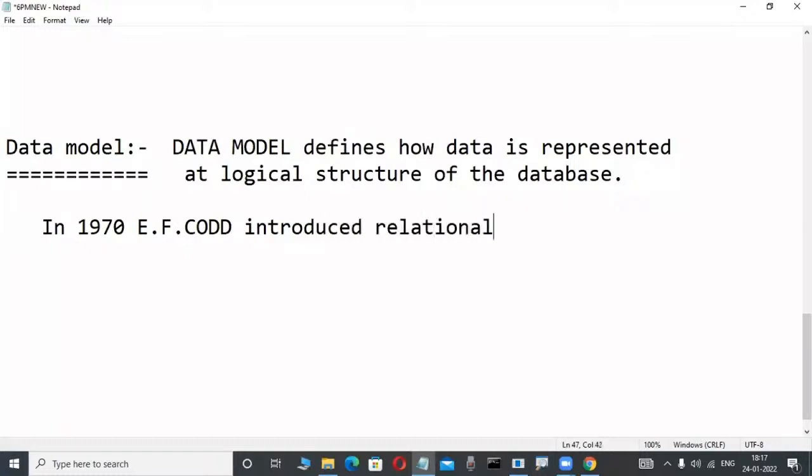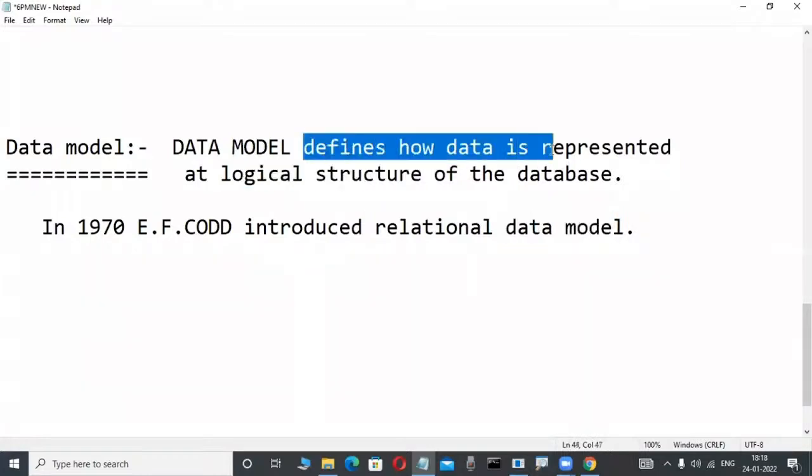In 1970, E.F. Codd introduced the relational data model. Relational data model means what? What is the logic in a logical structure? How is data represented?